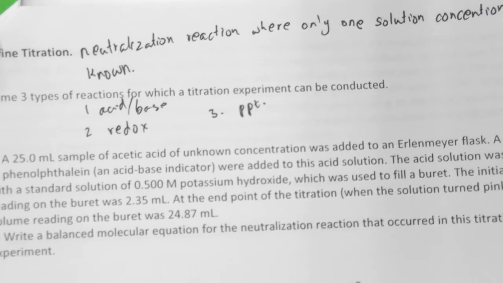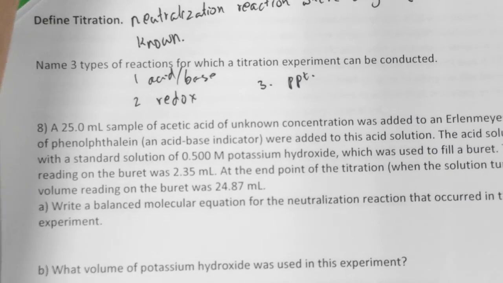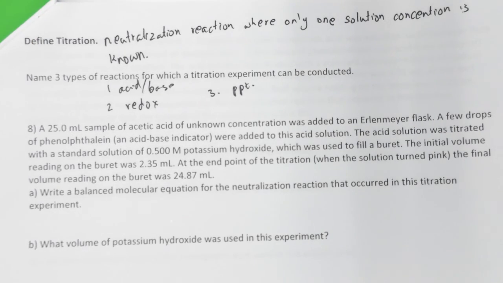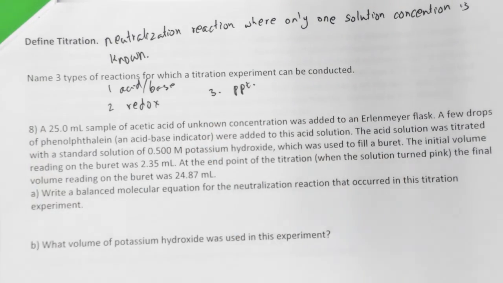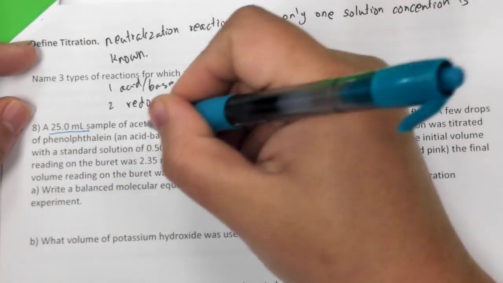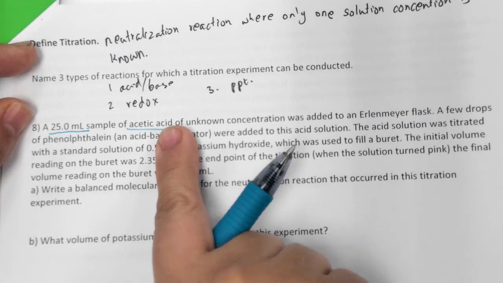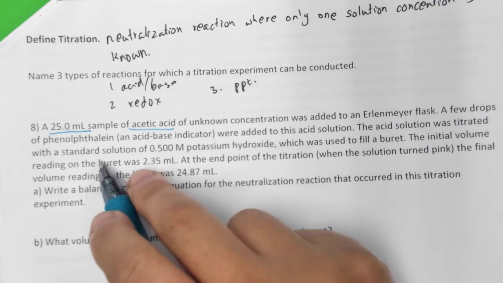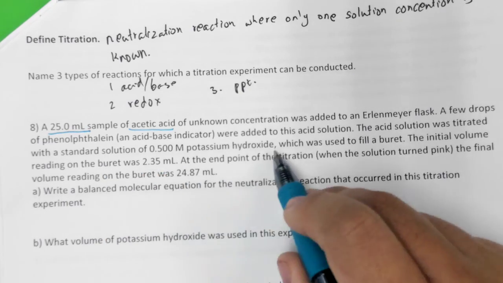So take a look at number 8. It seems like a really long question, which I can tell you half of you already quit before you started because you look at it and think that thing is ridiculous. But in reality, not really. You just have to pay attention and pick up the things that you need. 25 milliliters of acetic acid of unknown concentration, we'll come back to that. A few drops of phenolphthalein, that's an indicator, we don't care.